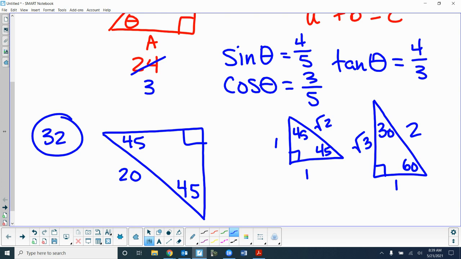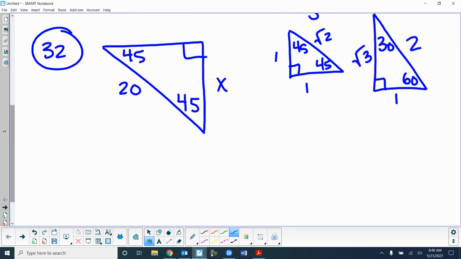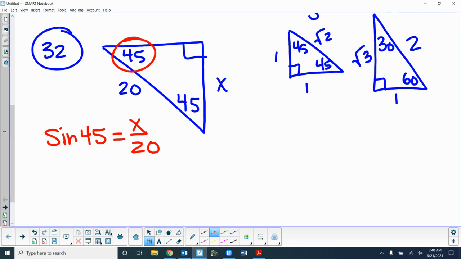Instead of using a trig function, we're looking for x, this side. I'll do both. If I use this as my reference angle, which side is x? Opposite, and 20 is the hypotenuse. So you could do sine of 45 equals x over 20. That's using a trig function. Okay?